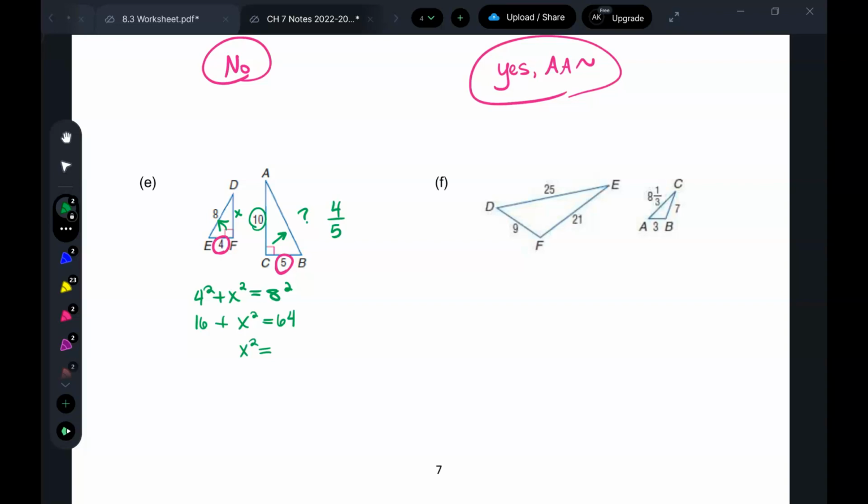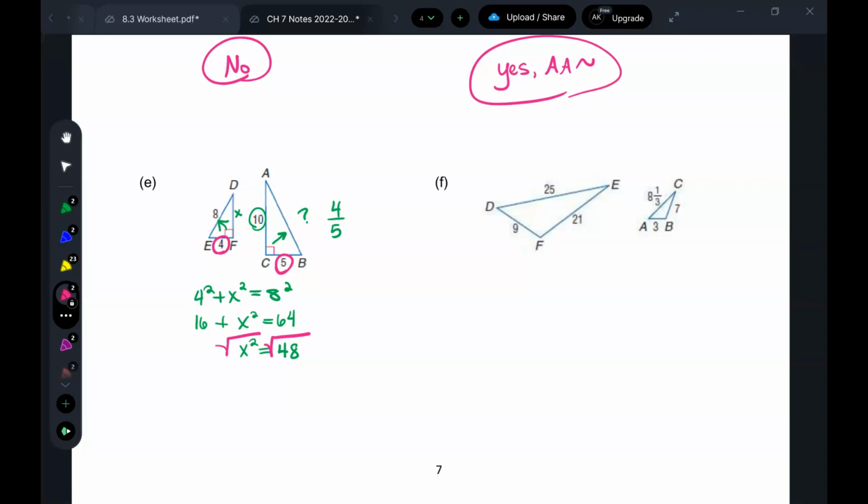X squared equals. Don't you remember from algebra, a squared plus b squared equals c squared? I remember that too, but I just need a reminder on why the x squared is in the middle. Because the other one is always going to be opposite the 90. So whatever it equals is opposite 90. Okay, what's 64 minus 16? 48.